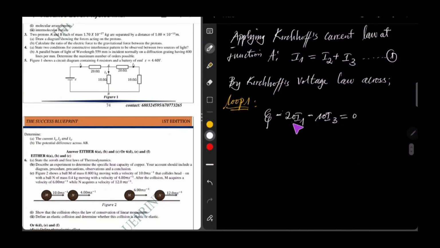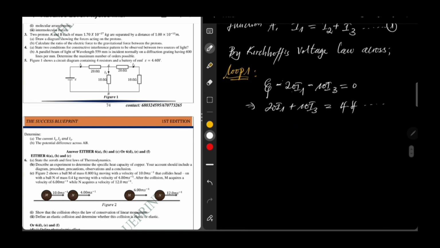Now, sending I2, I1 and I3 to the right, we are going to have 20 I1 plus 10 I3 equals epsilon. And the value of epsilon was given to be 4.40 volt. So we have 4.4. Let's ignore the units for now. So we'll call this our equation 2.